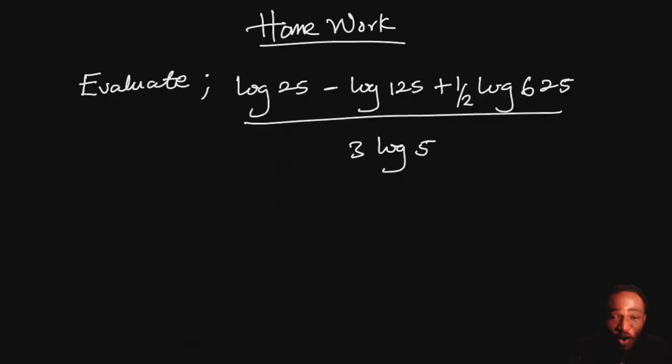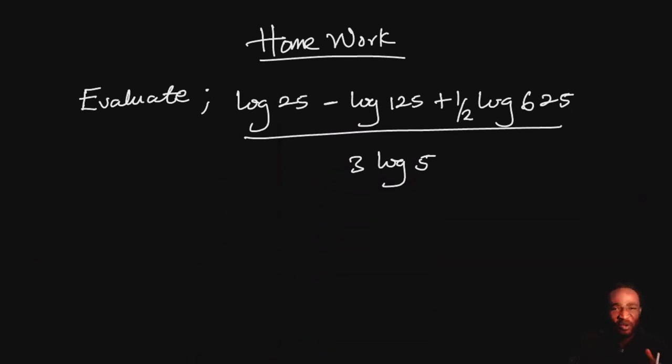So the last one is going to be homework, and I dare you to evaluate this expression without using the calculator. Very important. Do not use the calculator. So we have log 25 minus log 125 plus 1 over 2 log 625 all over 3 log 5. Evaluate that without the calculator and then put your answers in the comment section below. I'll be looking forward to your right answers.